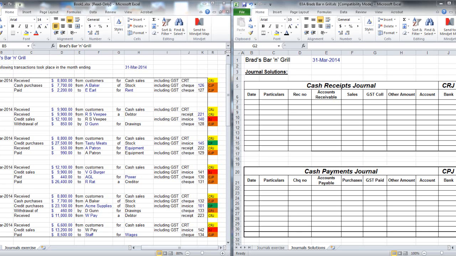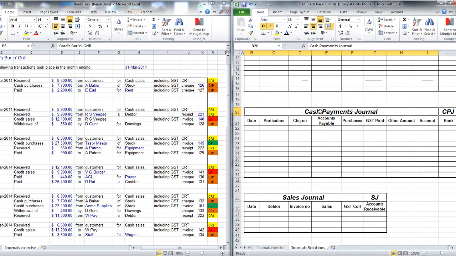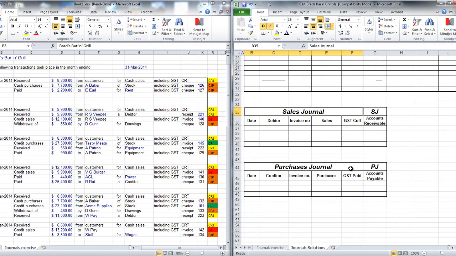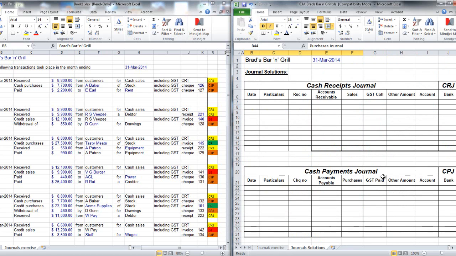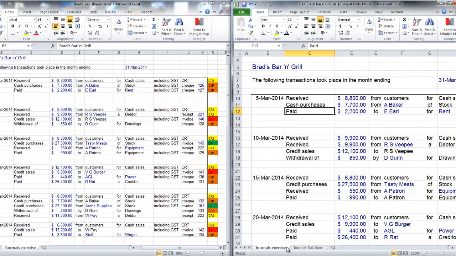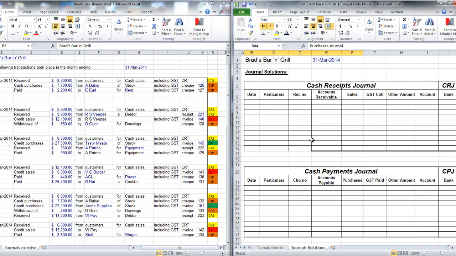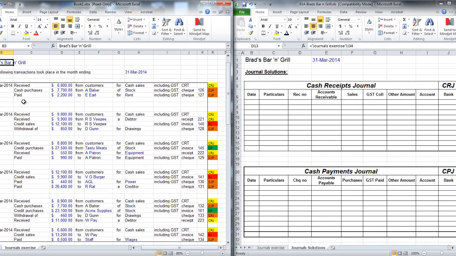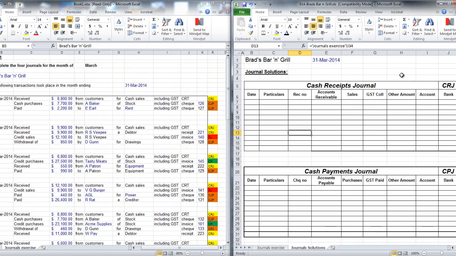So today we've got an activity called Brad's Bar and Grill. On the left hand side we have all the little individual transactions that happened over the month of March, and on the right hand side over here we have the four journals. We have the cash receipts journal, the cash payments journal, the sales journal, and the purchases journal. For your purpose, you have the two tabs which has both. Now for training purposes, I have split my screen so we have all the individual transactions, and then on the right we have the journals.